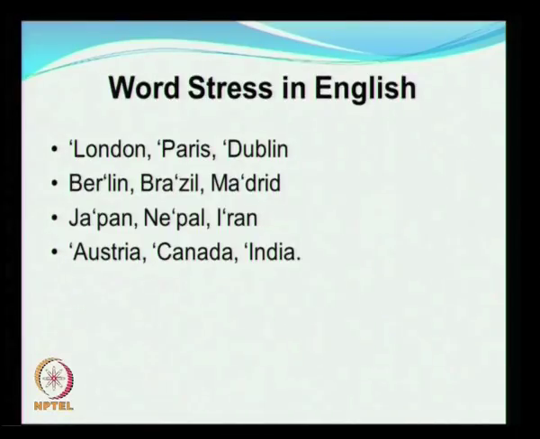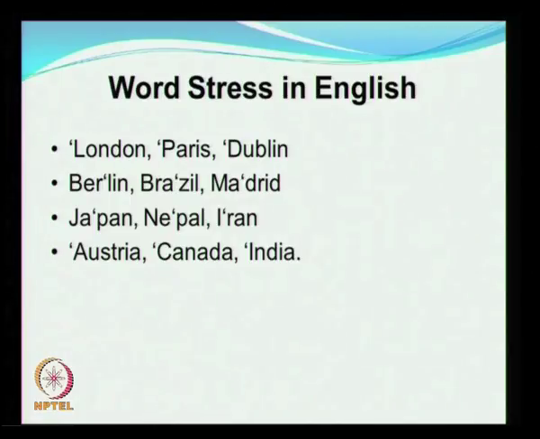Take the names of the cities. How are they pronounced? Next. Next. But again there are cities, for no rhyme or reason, which are pronounced differently. What is the next? Berlin. Berlin. What is it? Berlin. Next. Brazil. Next. Madrid. Madrid. Where is Madrid? Spain. The capital of Spain. Okay. So in English it is pronounced not as Madrid but as Madrid. Not as Berlin but Berlin. Not as Brazil but Brazil. Very erratic.